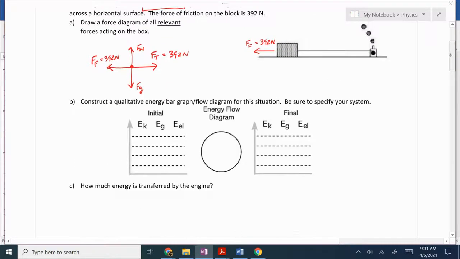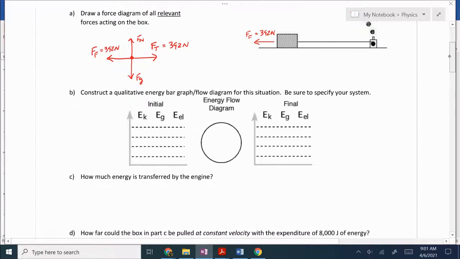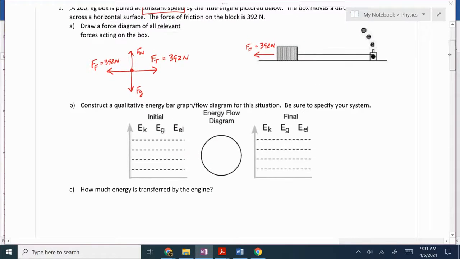So, construct a qualitative energy bar diagram for this situation. Be sure to specify your system. So in this case, we would put just the block in the system. We would not put the engine, the little motor, in the system, because otherwise we'd have to say what kind of motor it is. Is it an electrical motor? Is it a gas motor? Like what kind of a motor is it?